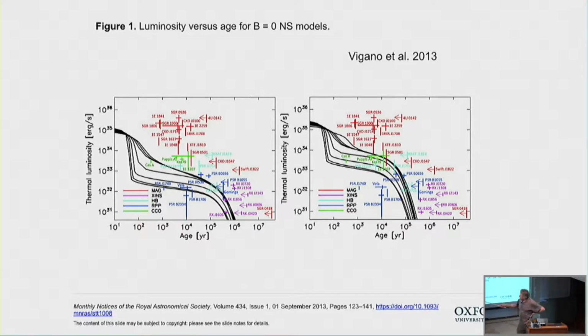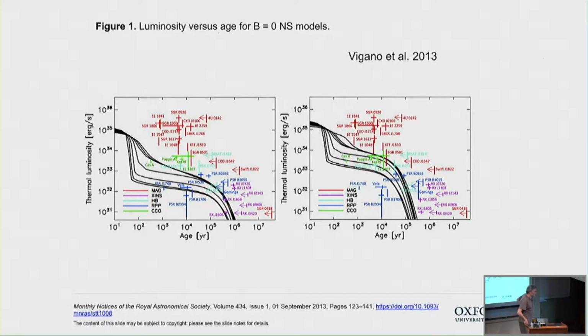On the x-axis you have their age. On the y-axis you have their thermal luminosity. And you have theoretical cooling curves, two types of cooling curves for two different types of envelopes. The details don't matter. What matters is that a large amount of stars lie above these theoretical cooling curves.